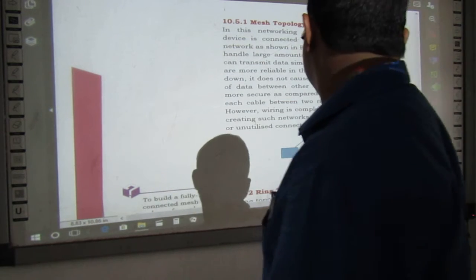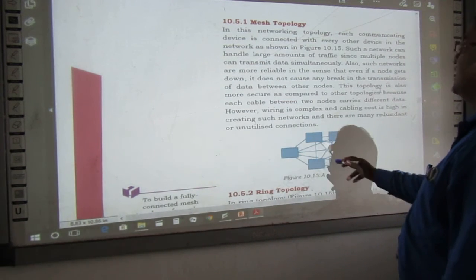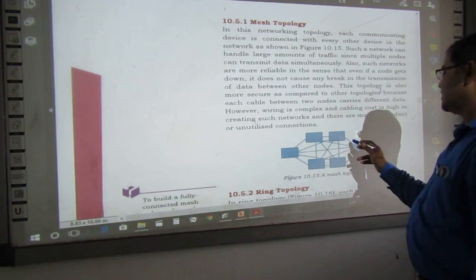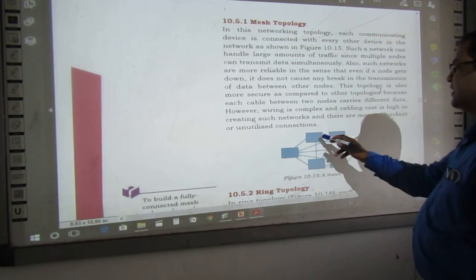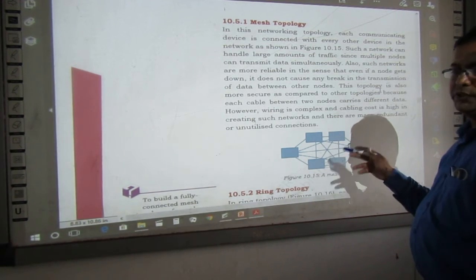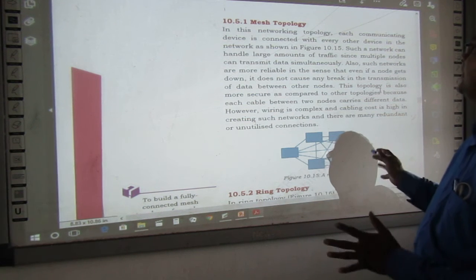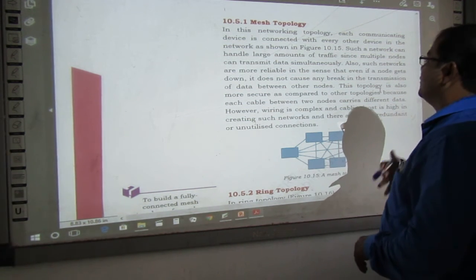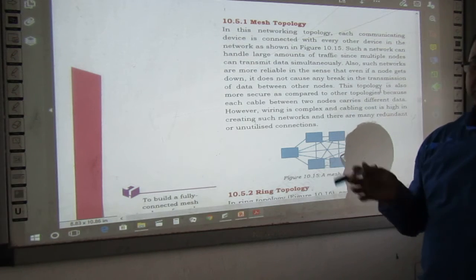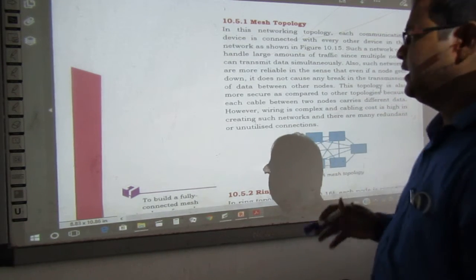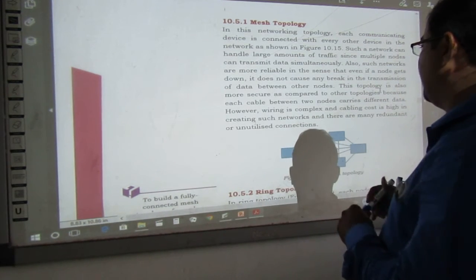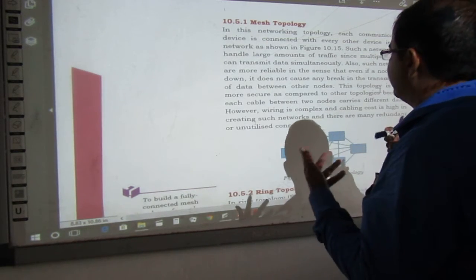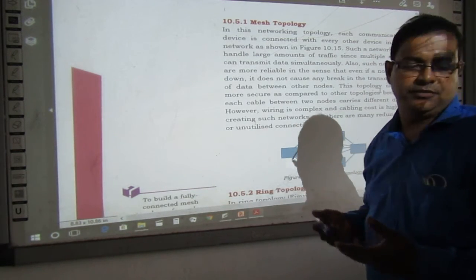Mesh topology: you can see in this picture that each device is connected to every other device. In this networking topology, each communicating device is connected with every other device. The problem with this is that it can reduce the performance, and it also makes the communication complex.